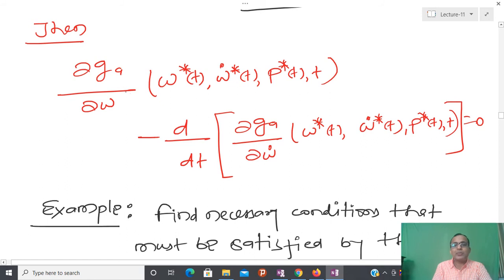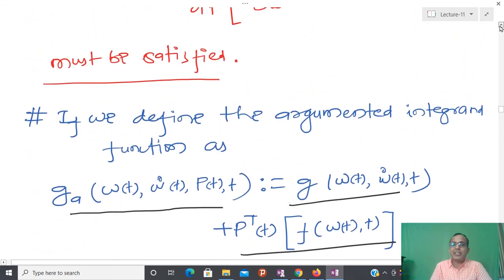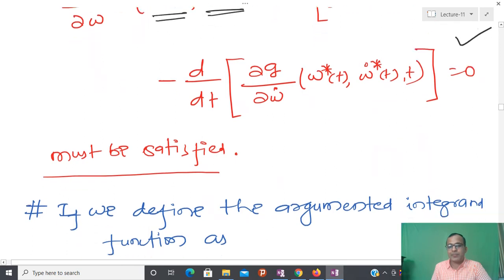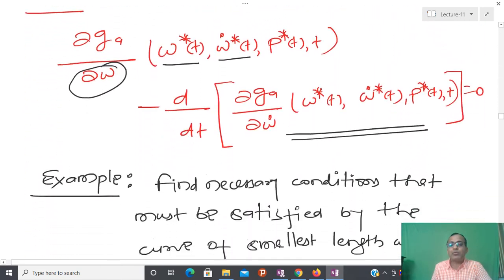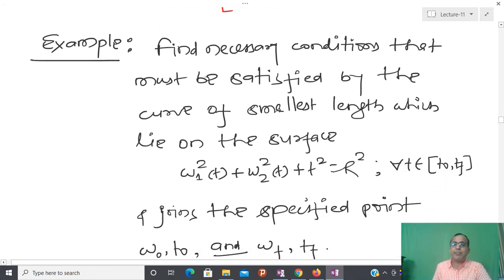So in the Euler equation, you can see that if I have the variable omega star, then we are taking the partial derivative with respect to omega, d by dt and omega dot. So I am able to represent it in terms of the Euler equation, and the constraint is always satisfied. So we have to solve this algebraic equation, which I have already told you is either linear or nonlinear. In this way I am able to talk about the extremization of some functional.